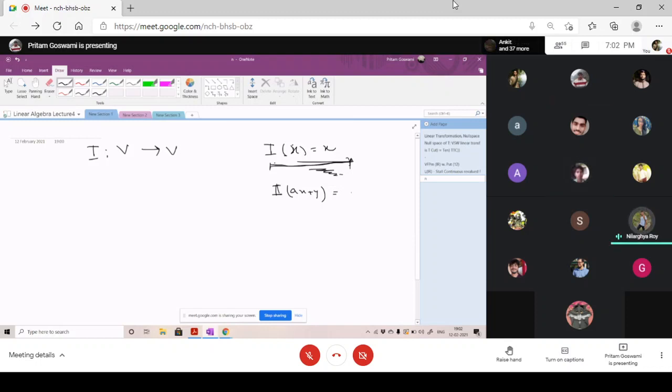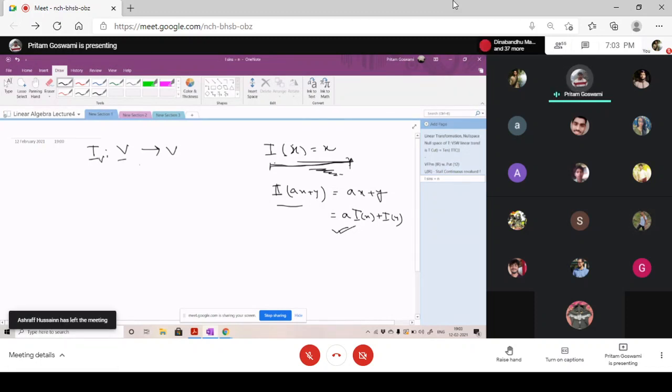What will it be? I of x plus y would be x plus y, because it is identity mapping, right? Yes, sir. And here I of x equals x. So it can be written as I of x plus I of y. So the condition is satisfied. So it's a linear transformation. This is the identity linear transformation. We denote it by I_V for a vector space V.